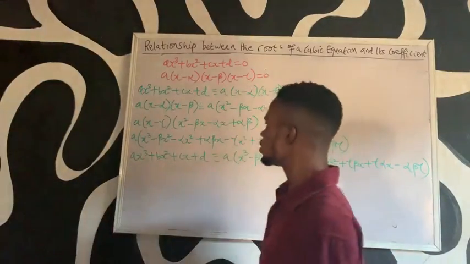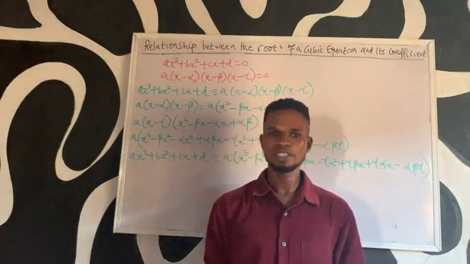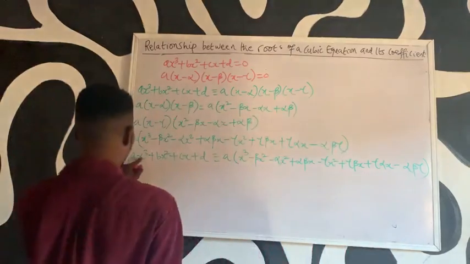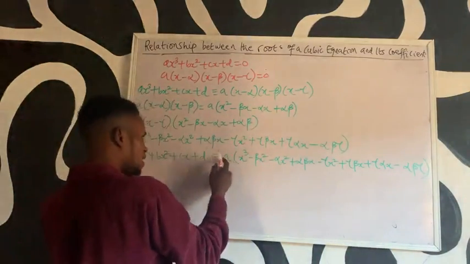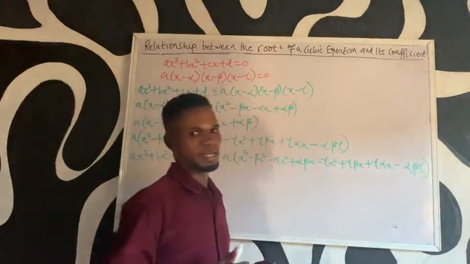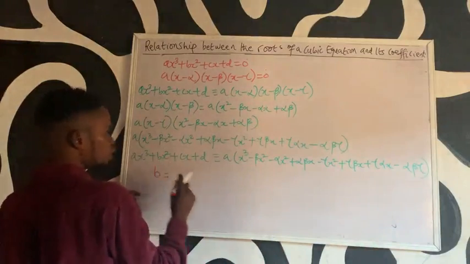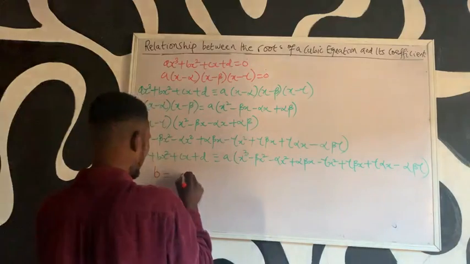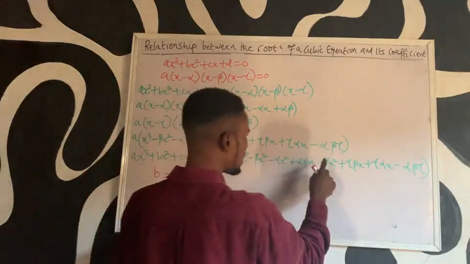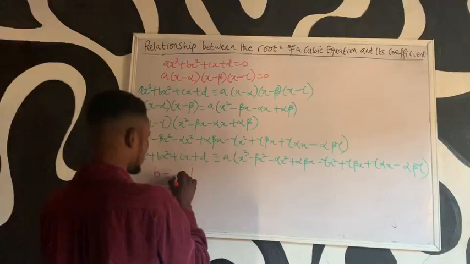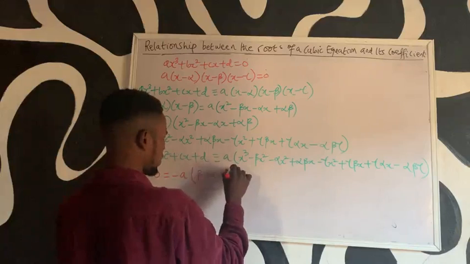So the equations are identical. Then we can compare the coefficients. So how do we compare the coefficients? The coefficient of x cubed here is what? A. The coefficient of x cubed here is what? A, because this factor A is multiplying the entries in the bracket. So the coefficient of x squared is what? B is equal to the coefficient of x squared here, we have A, that's minus beta minus alpha minus gamma. So let's have minus, then have beta plus alpha plus gamma.